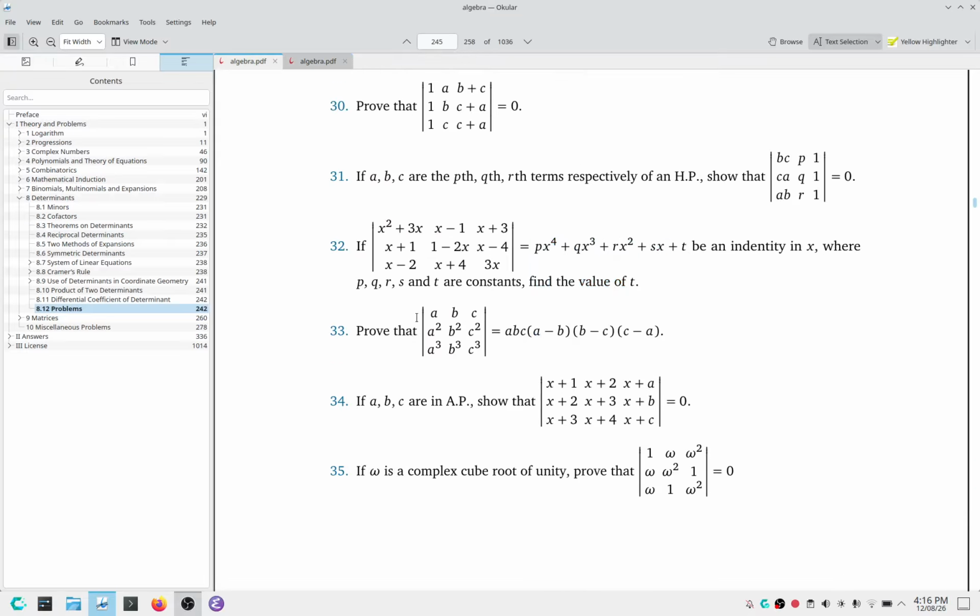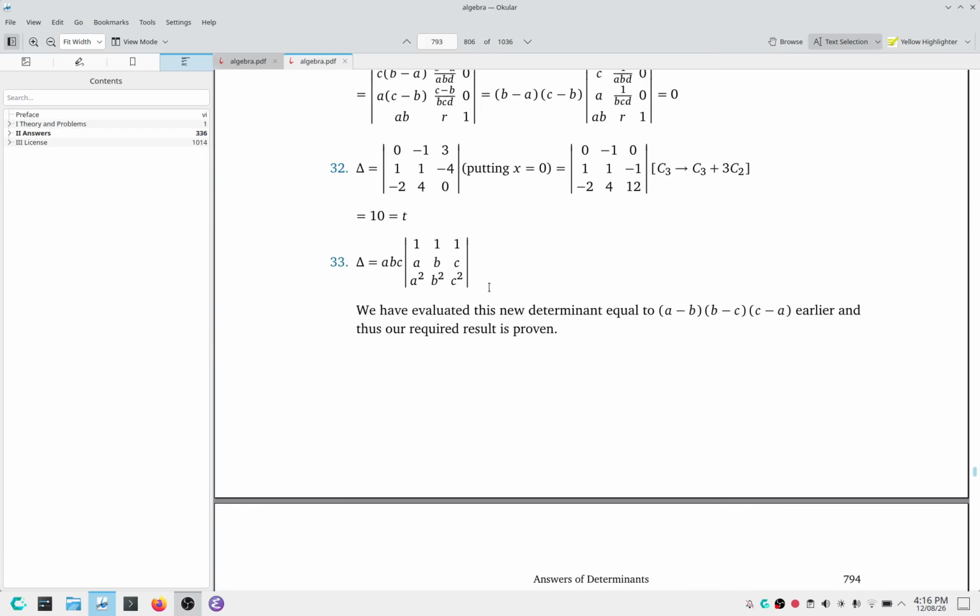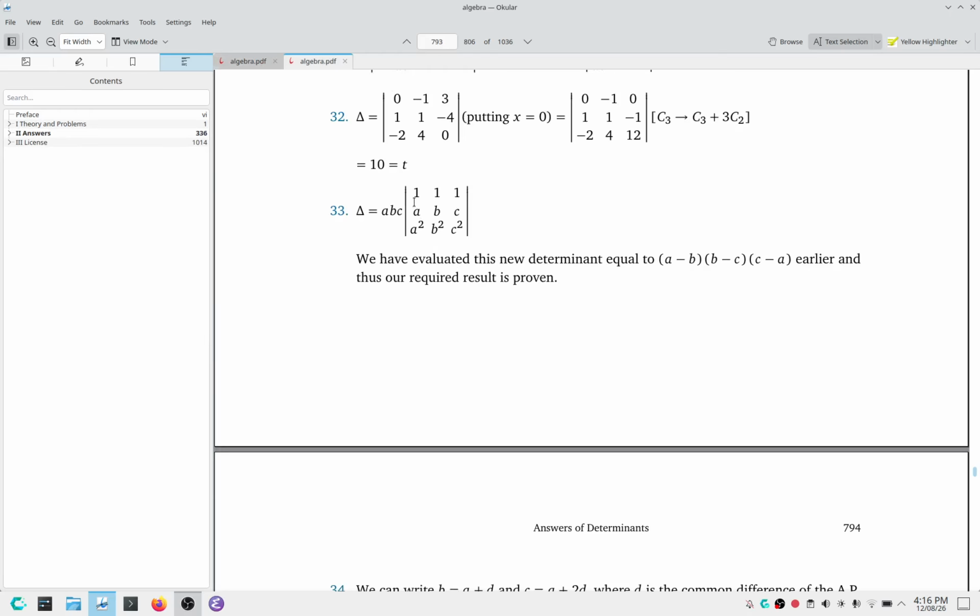Question 33 says prove that the determinant with rows a, b, c; a square, b square, c square; a cube, b cube, c cube is equal to abc times a minus b times b minus c times c minus a. So what we do here is we take out a common from the first column, b from the second, and c from the third. We get abc and this determinant. And this determinant we have evaluated earlier. So that is equal to a minus b into b minus c into c minus a.